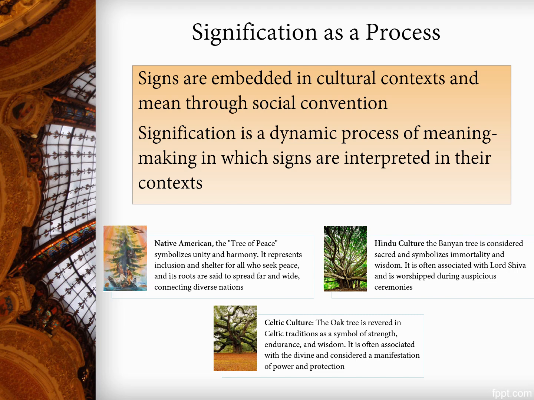Signification is also a process, and it's a dynamic process of meaning making where signs are interpreted in their context. So think of a tree, for example. In some Native American cultures, the tree symbolizes unity and harmony. It represents inclusion, shelter for those who seek peace. In a Hindu culture, the banyan tree is considered sacred and symbolizes immortality and wisdom. Might be associated with the Lord Shiva. And in Celtic culture, the tree is revered as a symbol of strength, endurance, and wisdom. All of these are legitimate signification processes with deep cultural roots. You get the picture, I think, that when we think of a tree or of a particular tree, the cultural context plays a role, and this is true of everything else.